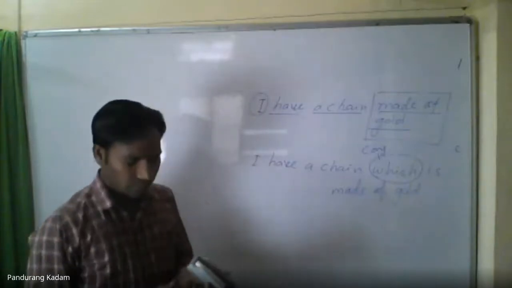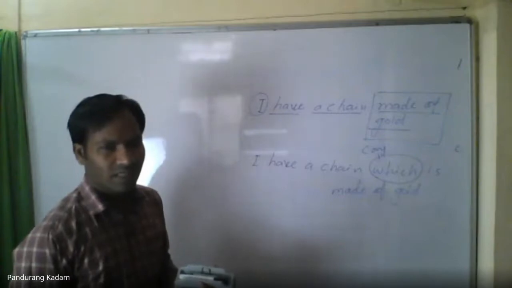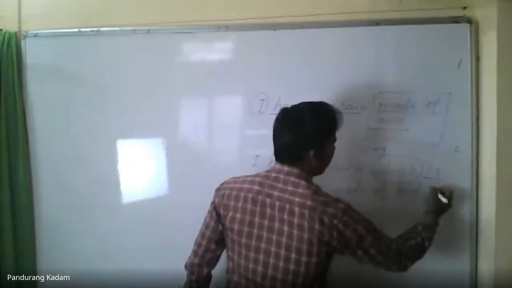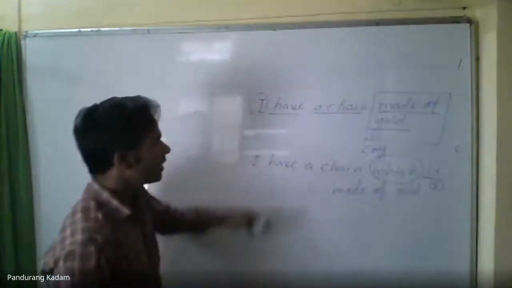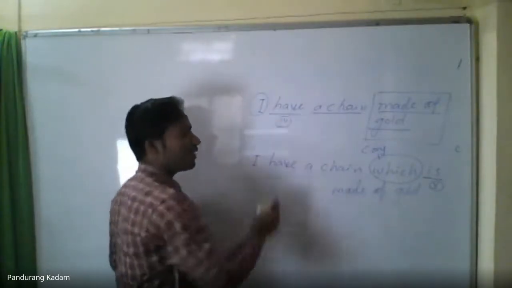Again, one more difference you can see. Is. Yes, is. Very good. In the next sentence, you will find one more verb, that is. But in the above sentence, there is only one verb, that is have.